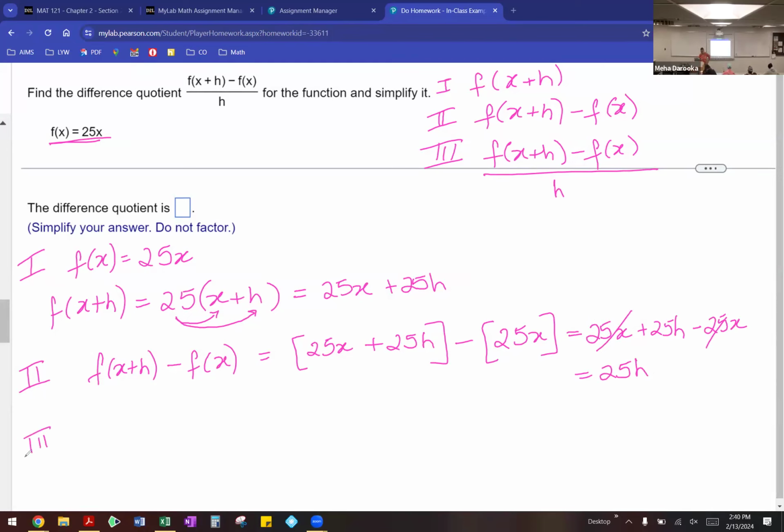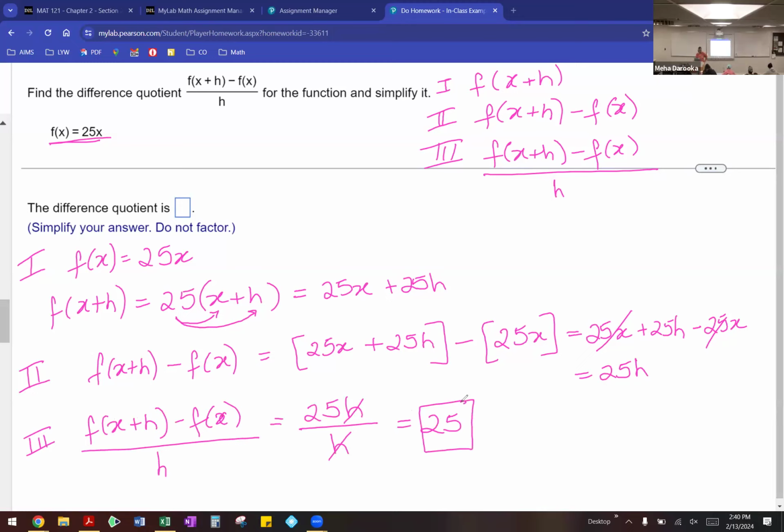Step 3, the last part, can you guys see that? Yeah. The last part was taking our answer from step 2 and dividing it by h. So that means we were left with 25h in our step 2. When you divide that by h, you will see h and h cancel each other out, leaving you with just 25, and that is your final answer for this difference quotient.